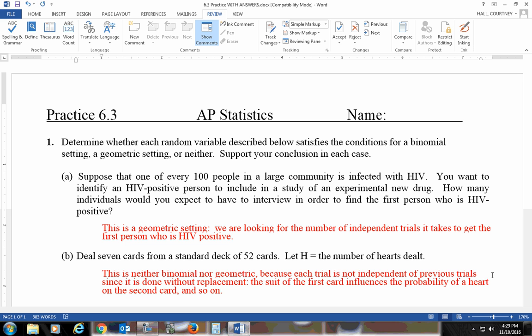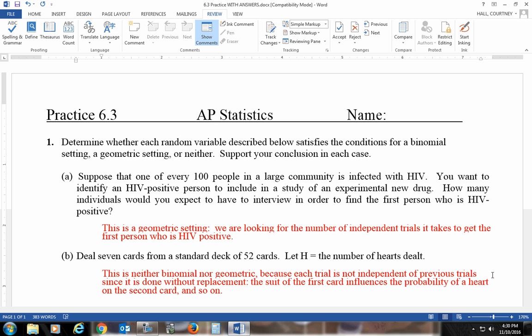Part B, deal 7 cards from a standard deck of 52 cards. Let H equal the number of hearts dealt. This is neither binomial nor geometric because each trial is not independent of previous results, since it's done without replacement. The suit of the first card influences the probability of a heart on the second card, and so on.